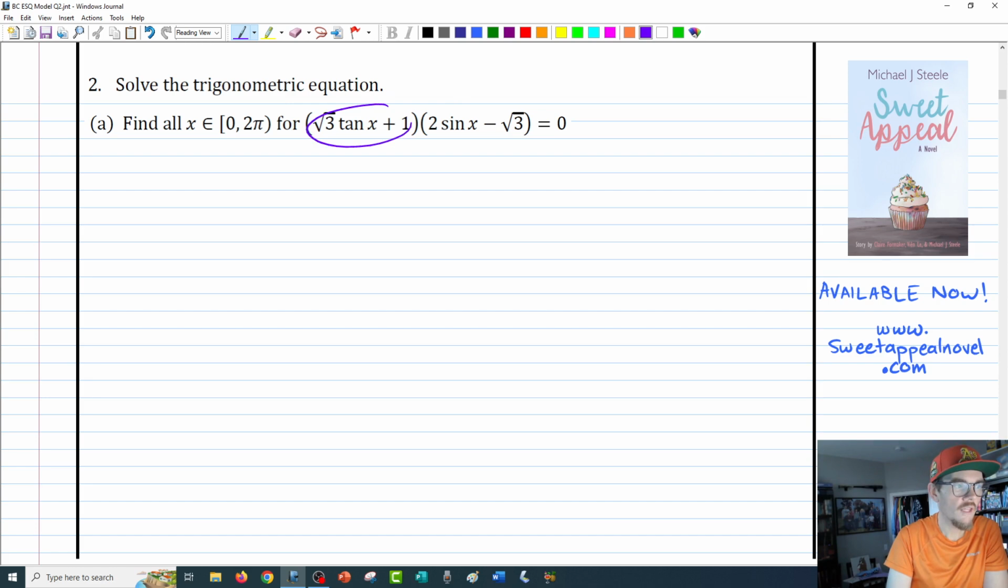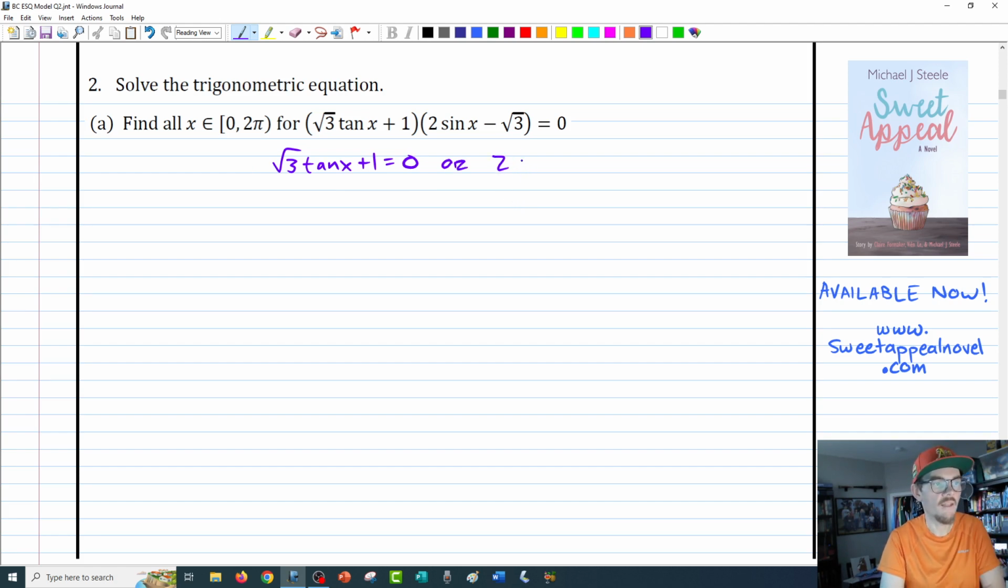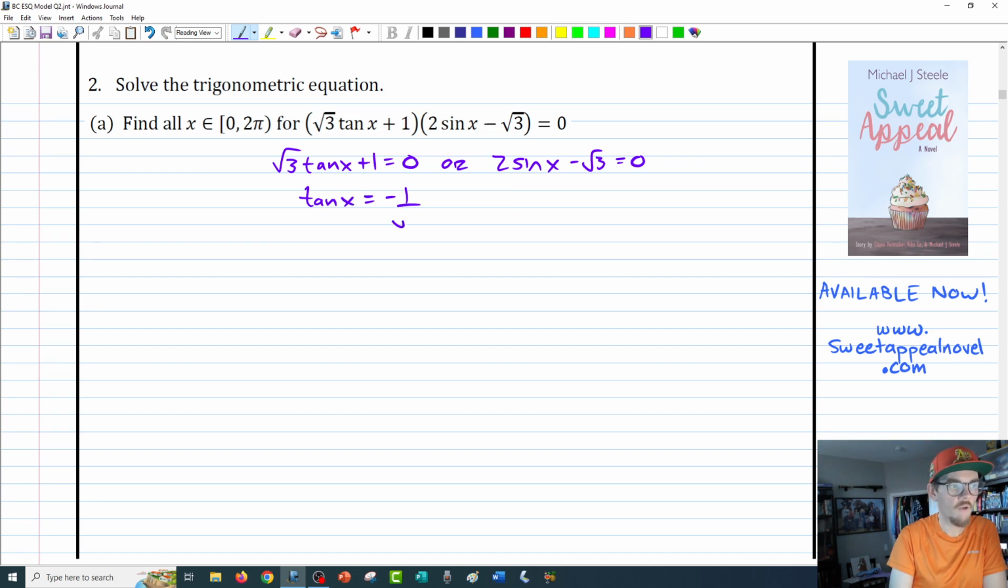Since these two things multiply to 0, one or both of them have to be 0. So that's exactly what I'll say, is either root 3 tangent of x plus 1 has to equal 0, or sine of x, or sorry, I'm skipping ahead. I really wanted to skip ahead. They do this first step really fast. Or 2 sine of x minus root 3 equals 0. So from here, tangent of x would be equal to negative 1 over root 3. Over on this side, though, sine of x would be equal to root 3 over 2.